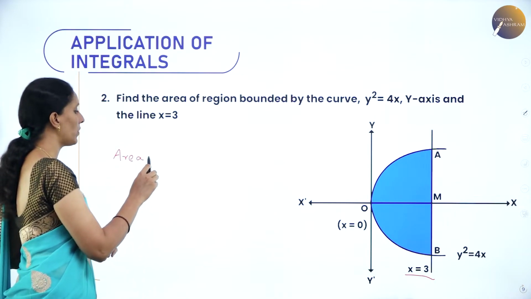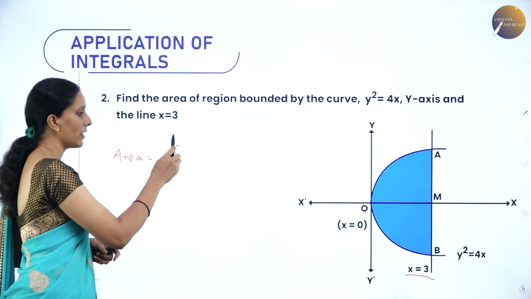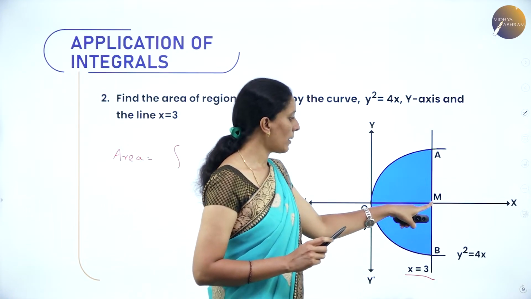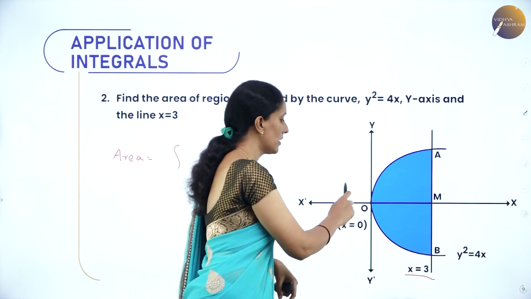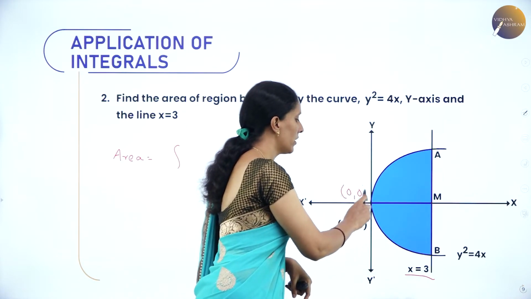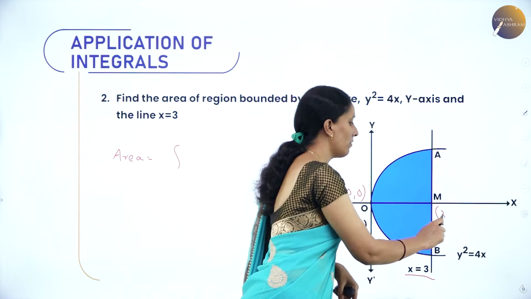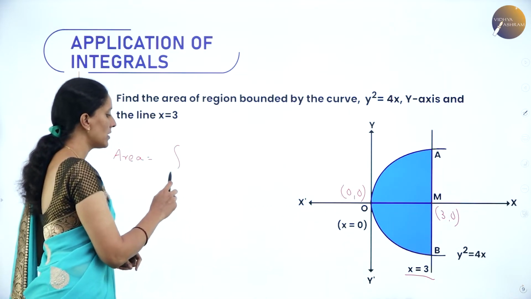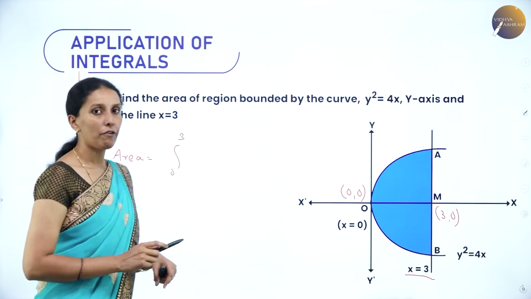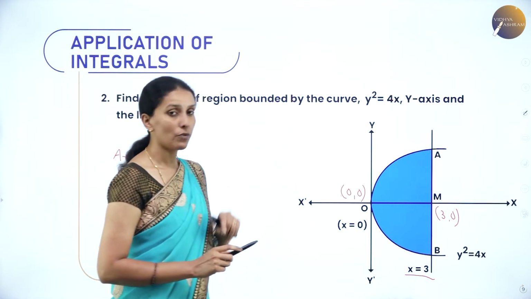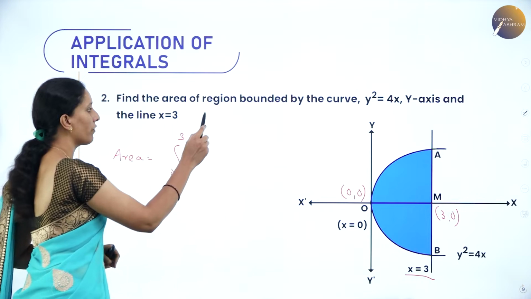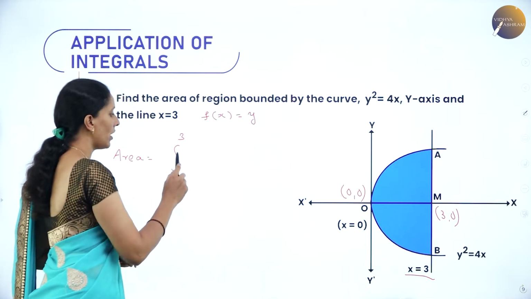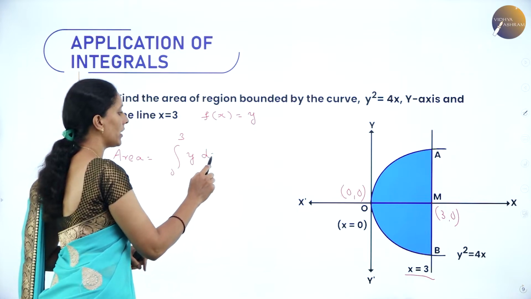Area is equal to the integral from a to b. What is the lower limit here? It is 0. What is the upper limit? It is 3 for x. So this is the coordinate of x and y, and here we have 3, 0. Therefore, the coordinate of x varies from 0 to 3. What is our f of x here? f of x is y square, but f of x must be equal to y. So therefore here y into dx.